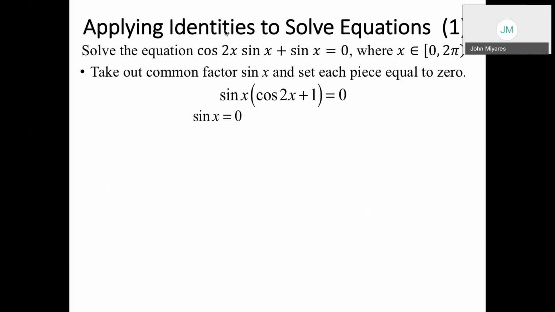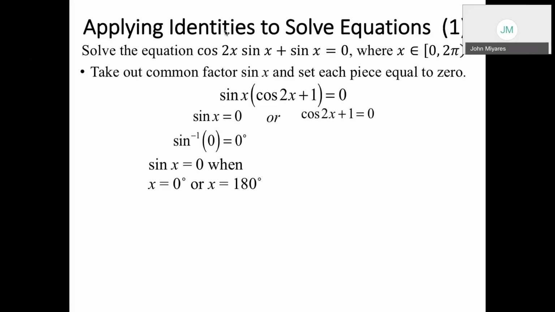Let's look at the sine of x equals 0 piece first. The inverse sine of 0 is 0. And from our quadrantal angles experience, we should remember that the sine of x equals 0 at 0 degrees or 180 degrees. So that takes care of that factor. Now, with the other side, we've got cosine of 2x plus 1 equals 0. To solve this, we can move the 1 to the other side and try to solve it like the ones we did before when we had double angles.